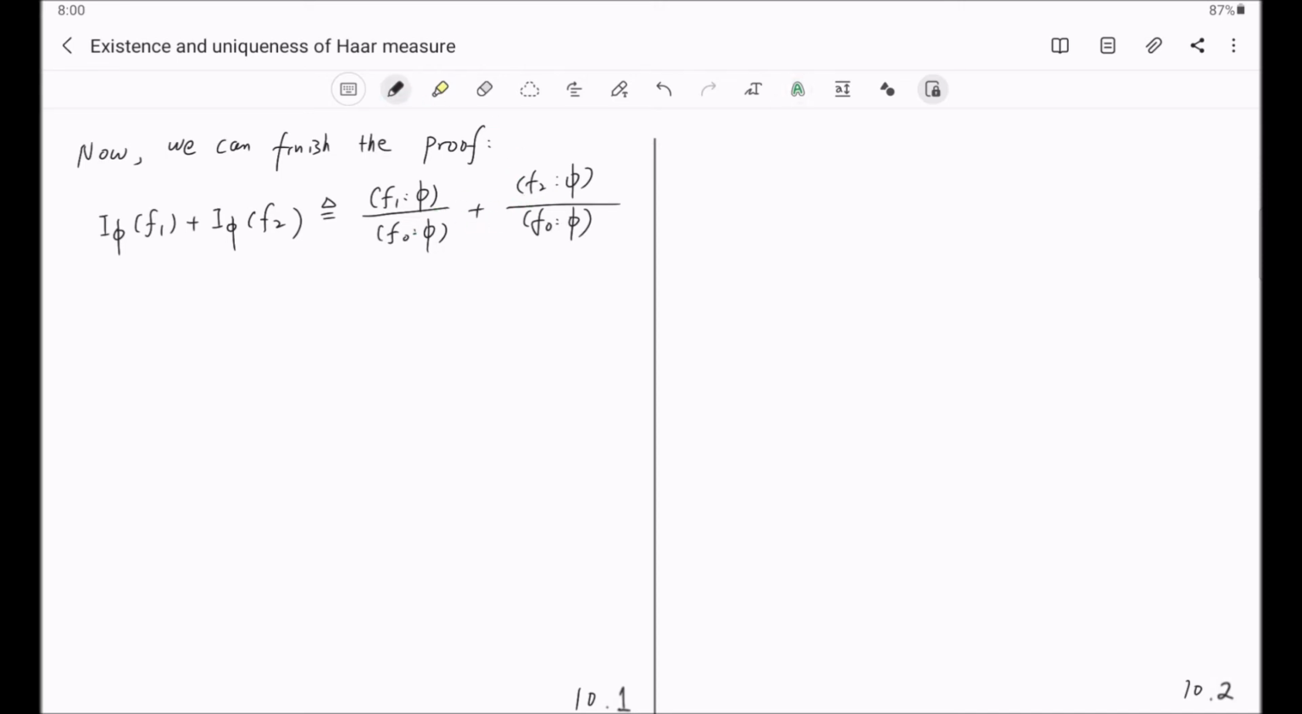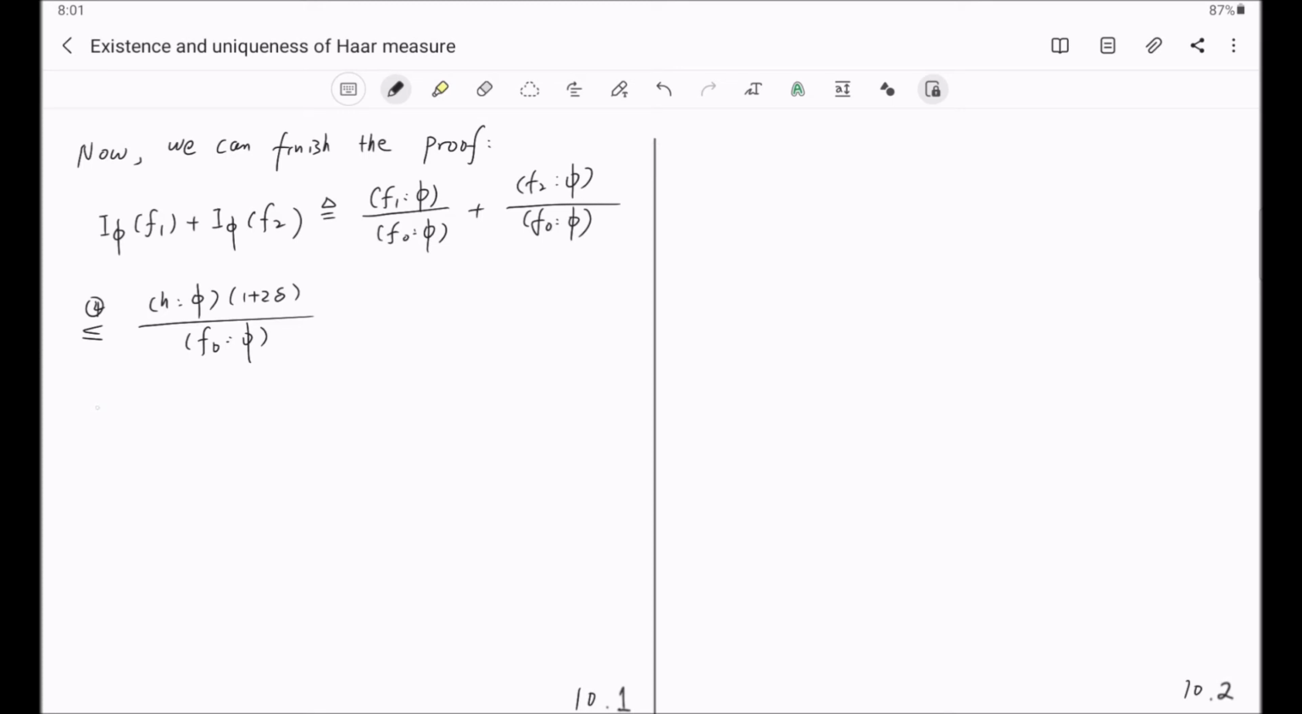This quantity, by the number 4 result we just derived, is less than or equal to h column phi times 1 plus 2 delta. And we need to divide this by f0 column phi.